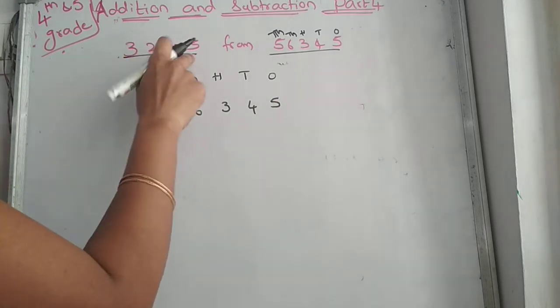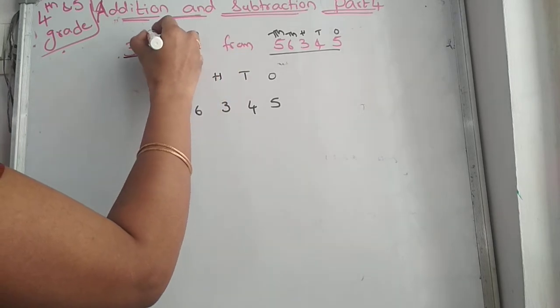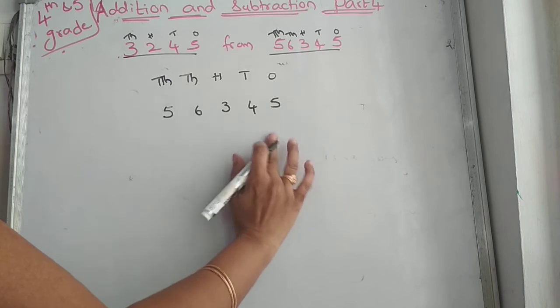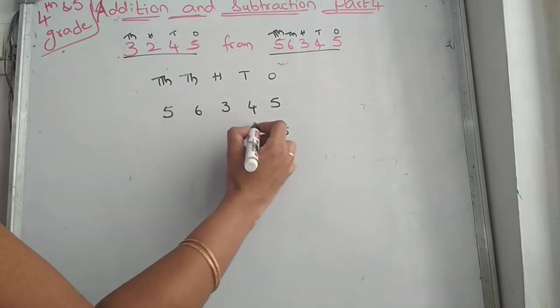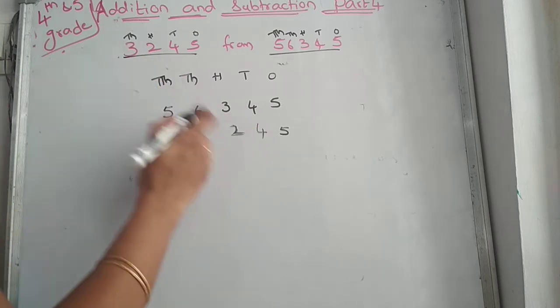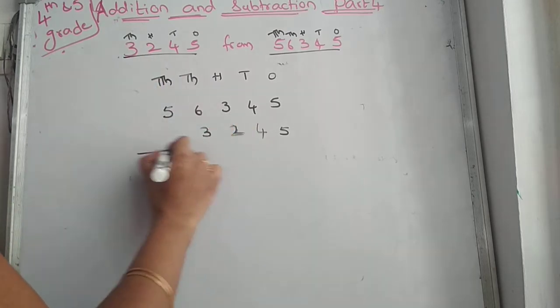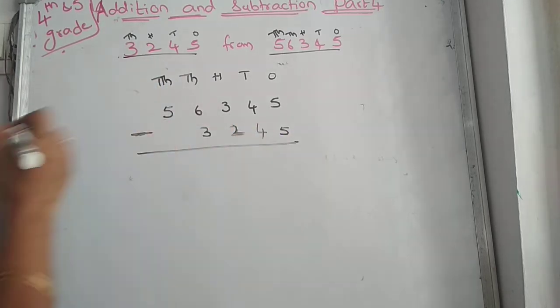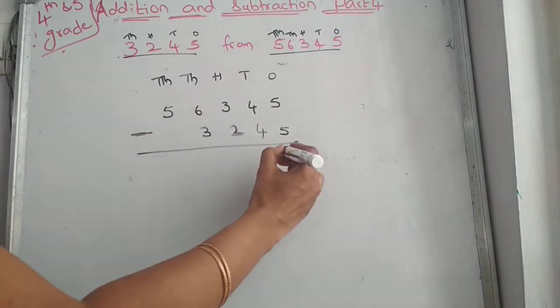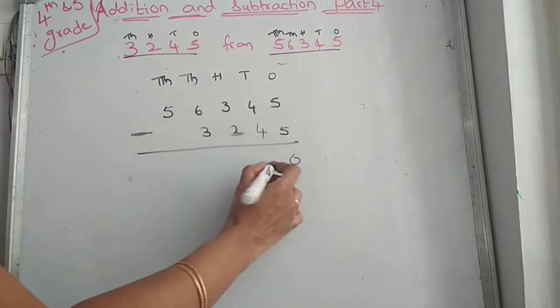Here, in the ones place what do we have? 5. In the tens place, 4. In the hundreds place, 2. In the thousands place, 3. Put the subtraction symbol, the minus symbol. 5 minus 5, what do we get? 0. 4 minus 4, 0.